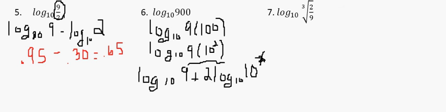So I now know that the log base 10 of 9 is 0.95 because they told me that in the directions. Plus 2 times the log base 10 of 10. I told you in the directions, and we also went over it at the beginning, the log base 10 of 10 is 1. So calculating this out, I have 0.95 plus 2 is 2.95.